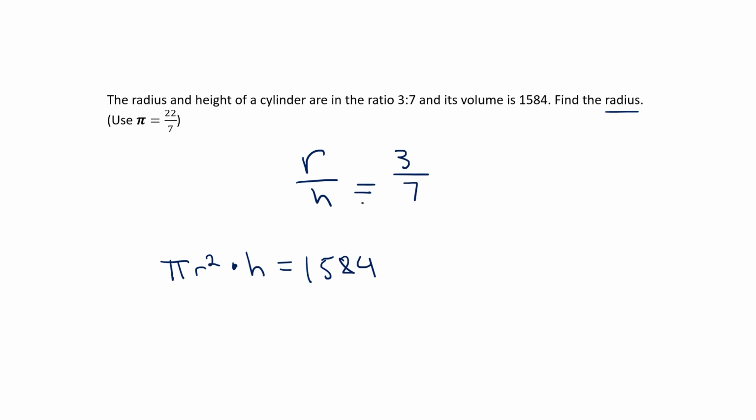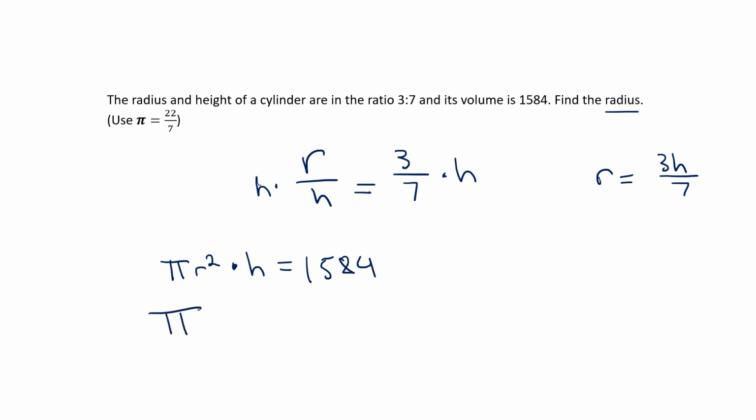So we can rearrange. We can multiply both sides by h, and we'll get r equals 3h over 7. But what we really want to do is, well, I'll leave it as this, because it's not much harder. You could solve it the other way, where h equals 7r over 3. We'll leave it like this. It doesn't really matter, because you can solve afterwards, so don't worry about it.